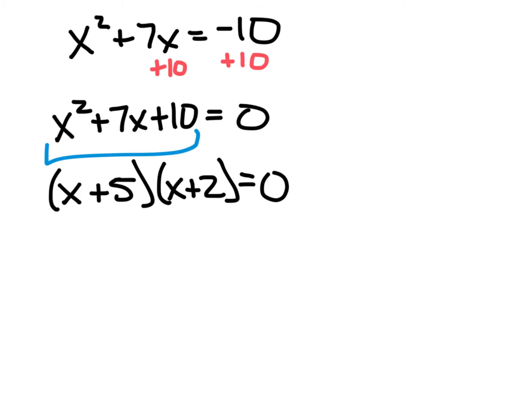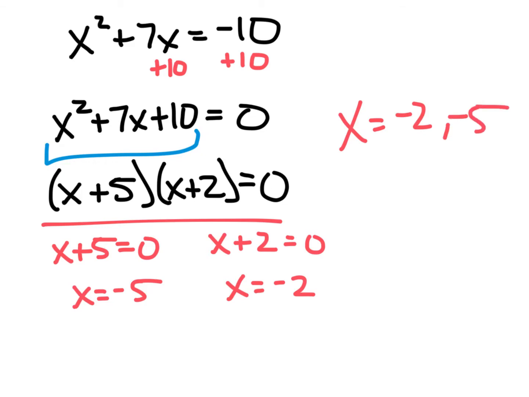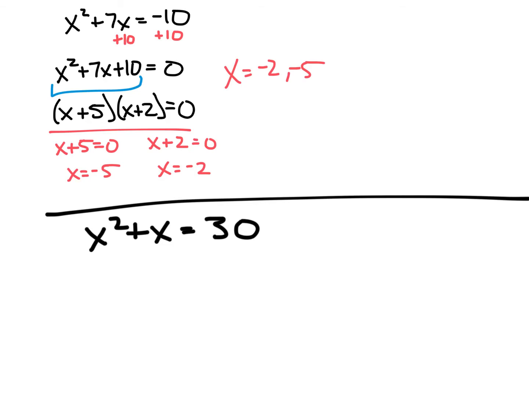Now to solve, let's set each of these factors equal to 0 and solve for x. So subtract 5, x equals negative 5, x equals negative 2. The solutions are x equals negative 2 and negative 5. Right here. Now you guys give it a try, and this will be the last example of our notes. X squared plus x equals 30.